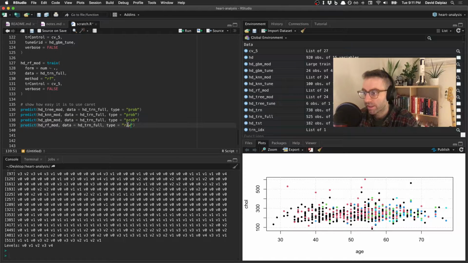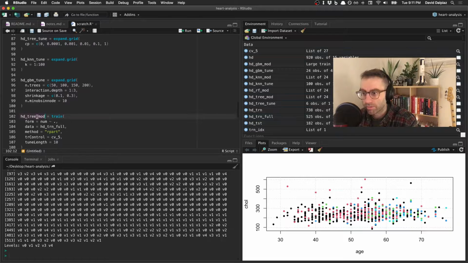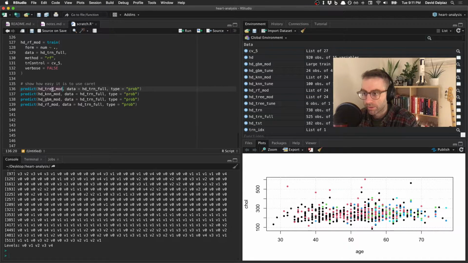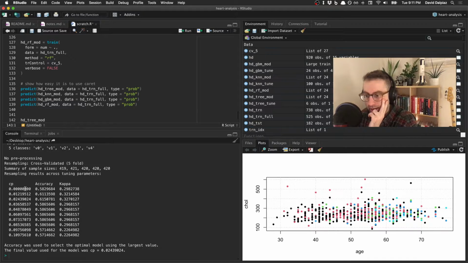Okay, so I think something we didn't do last time, I don't remember, but a good thing to look at is the performance of these things. So here are the models. Okay, this tree model. So here we have, for the different values of the tuning parameters, a cross-validated accuracy. And it looks like this value of the tuning parameter, which is here, produced the highest cross-validated accuracy for the tree model.